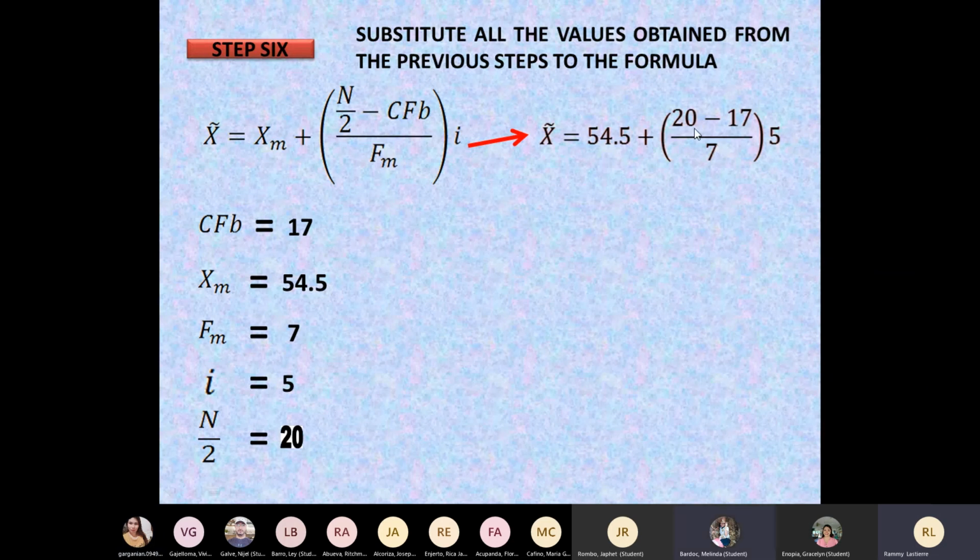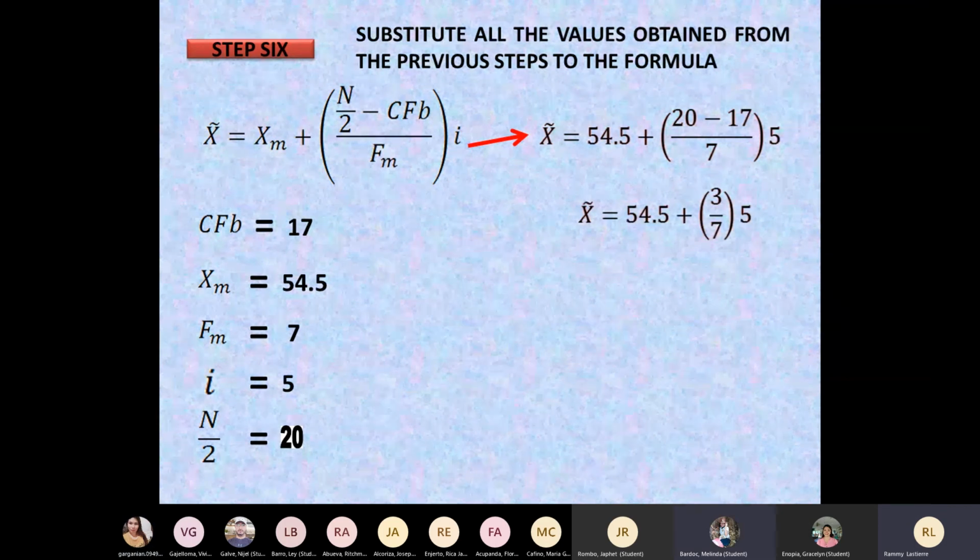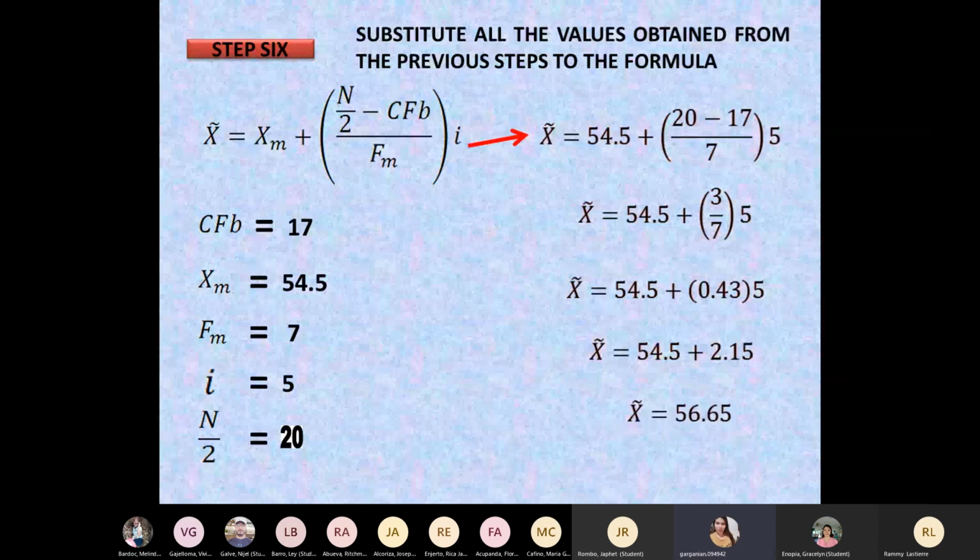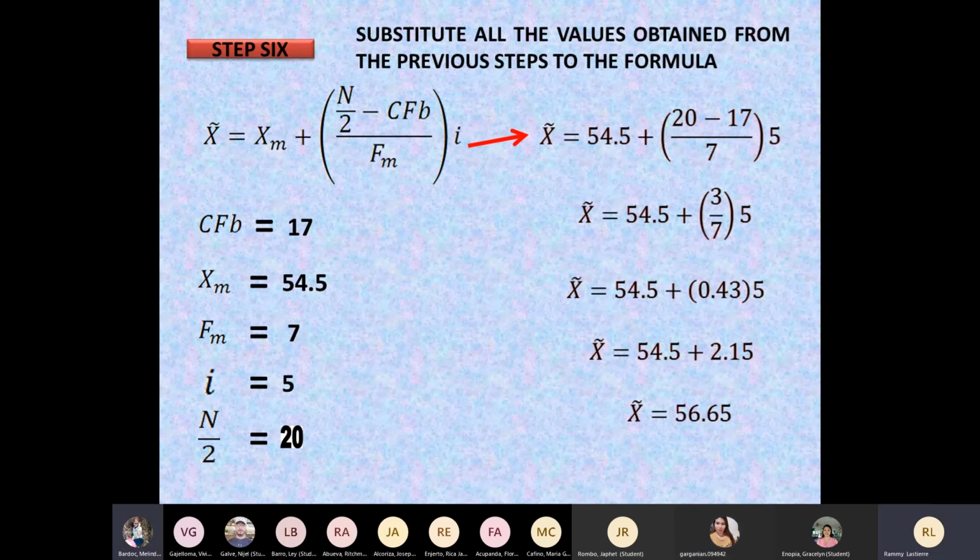So first, 20 minus 17, then equals divide by 7. 3 divide by 7 equals, then that is the time to multiply sa 5. Then equals 0.14, then plus 54 plus 5 times 54. Decimal 20 na times 5. 743, tapos round up. 2.15. 56.65, correct? Yes, Doc. So that is the median.